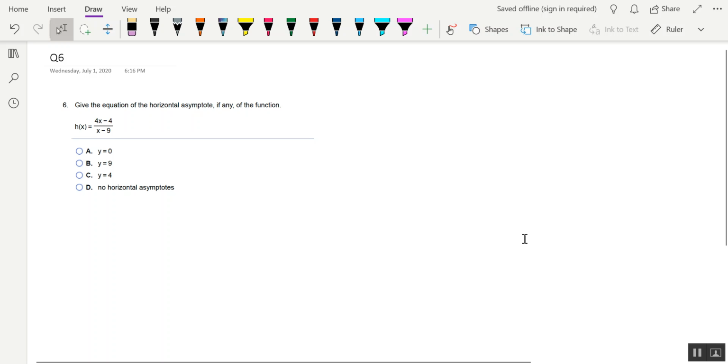In this video, what we're going to do is give the equation of the horizontal asymptote, if any, of the following rational function. We have 4x minus 4 all over x minus 9.